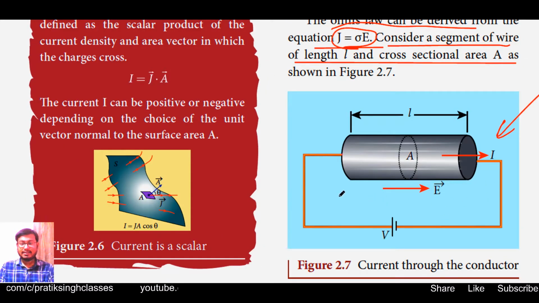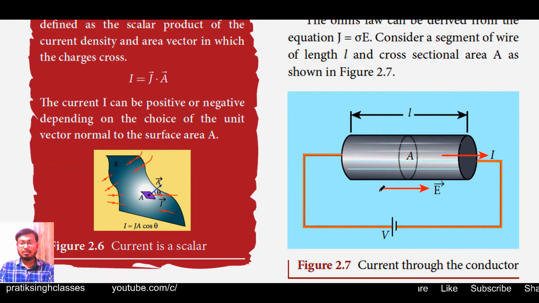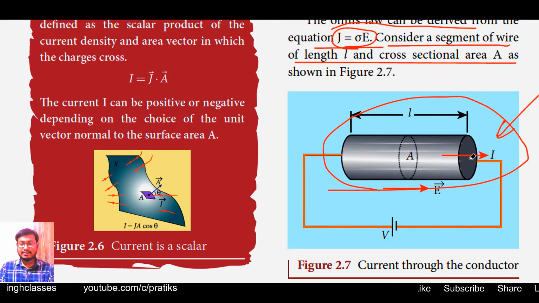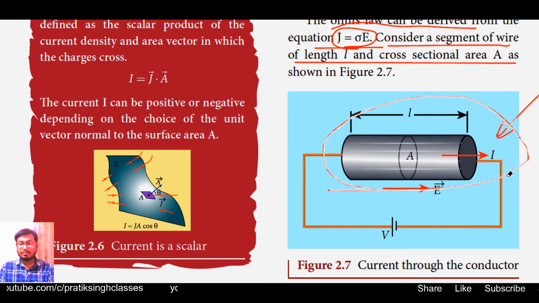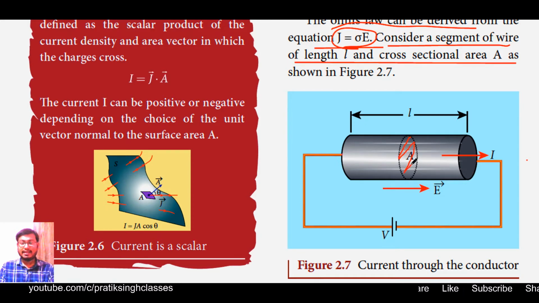As you can see here, this is the complete picture of a conductor. Just imagine that this is a conductor having cross-sectional area A. Let me erase the thing so that you can visualize it better. So this portion on your screen is a conductor. Its cross-sectional area is A, and the length of this conductor is L, from this point to this point, and there is an external electric field E.